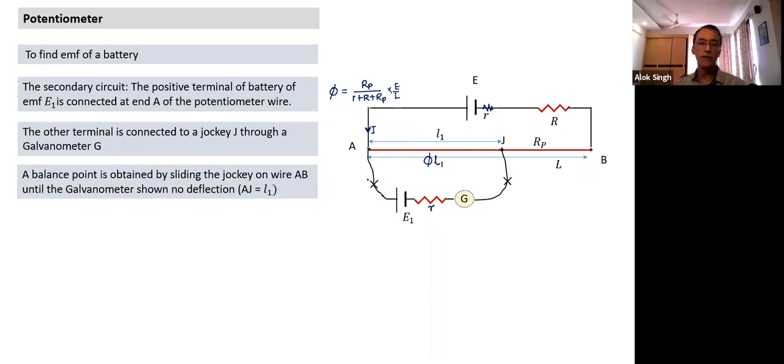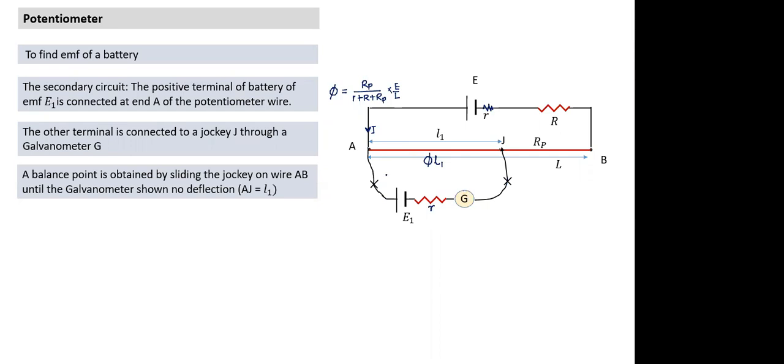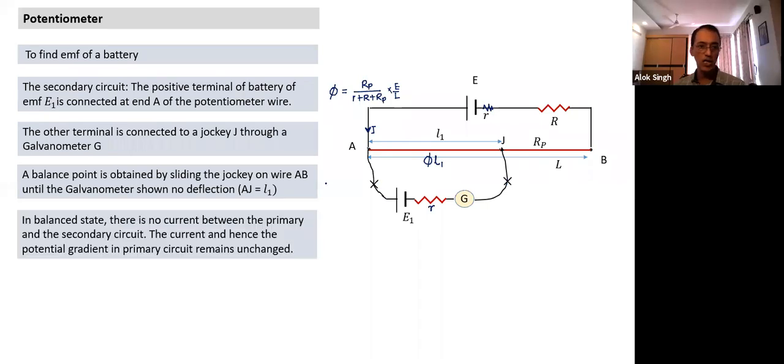So what I have done in the primary circuit and secondary circuit: when the secondary circuit is connected in balanced state, there is no current between the primary and the secondary circuit. The current, and hence the potential gradient in the primary circuit, remains unchanged. Is this well understood? What does this sentence imply?